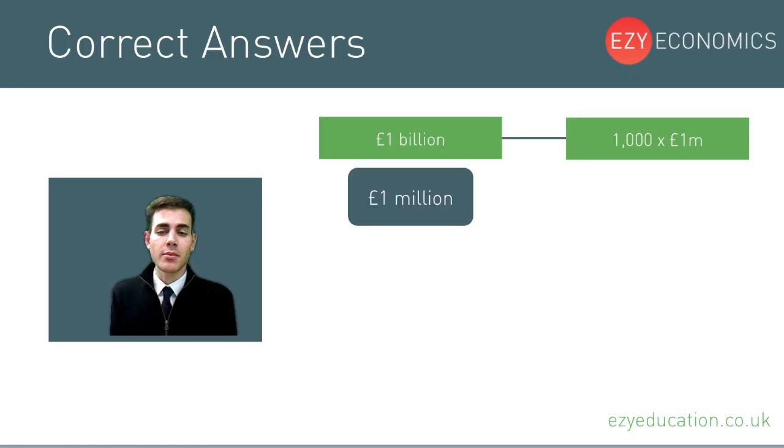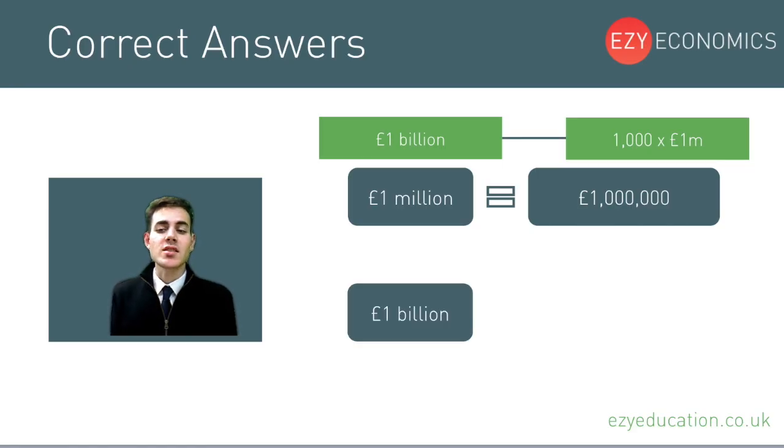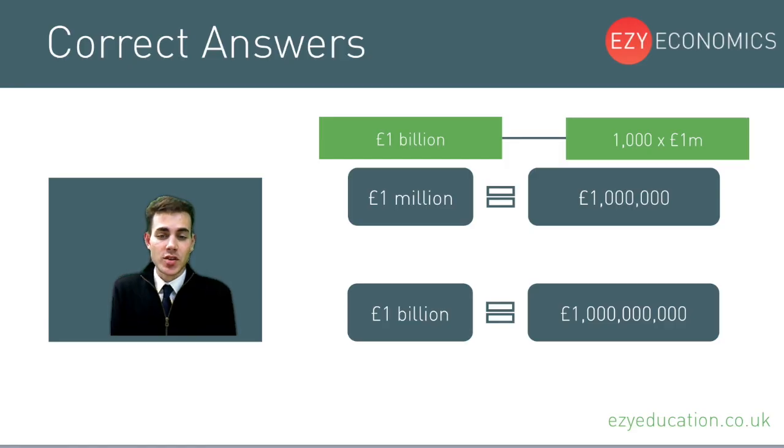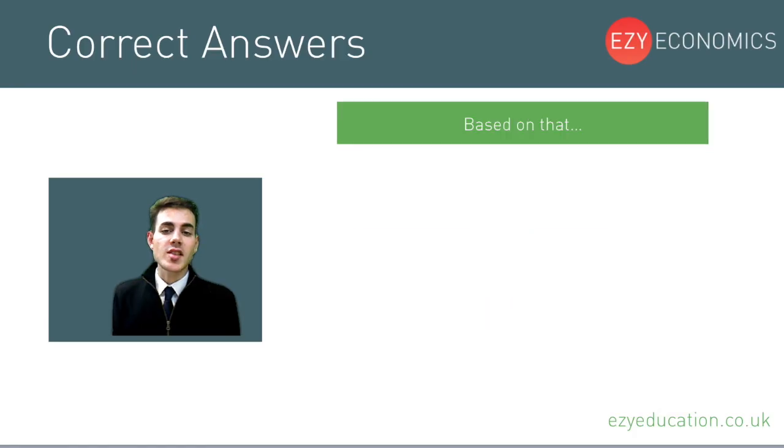Well, £1 million is a figure that has 6 zeros added on, and £1 billion is a figure that has 9 zeros added on. So the difference between the two is 3 zeros. So effectively, to turn our millions figure into a billion, we just have to add on 3 extra zeros to this figure. It's all very well saying that, but how do we actually go about doing that?